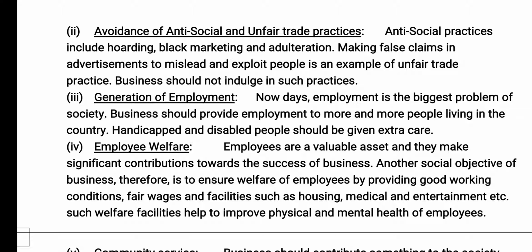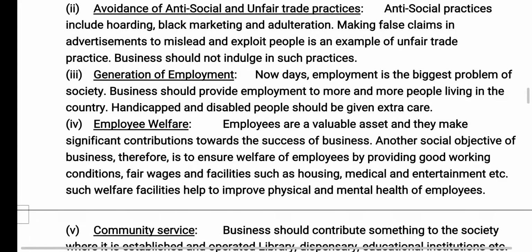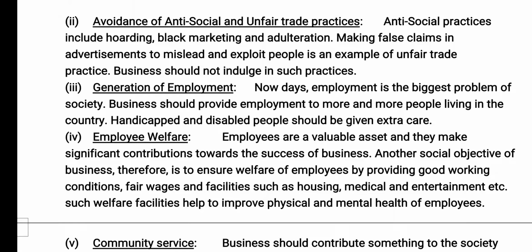Now the third one is generation of employment. Generation of employment means, like in our country, employment is the biggest problem. People are less employed according to their qualifications. So business can provide employment to more and more people living in the country. Like handicapped and disabled people should be given extra care, they should be provided extra facilities and extra care for doing a particular job or work.